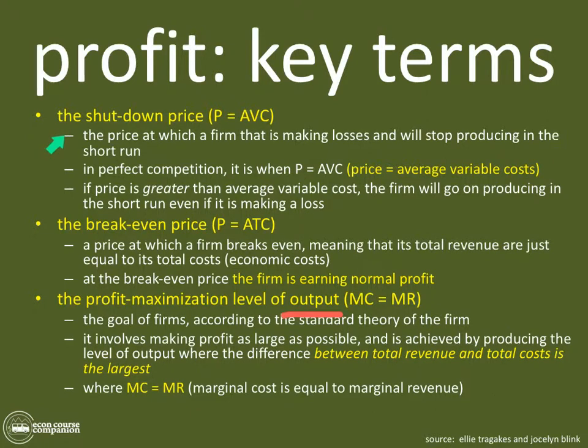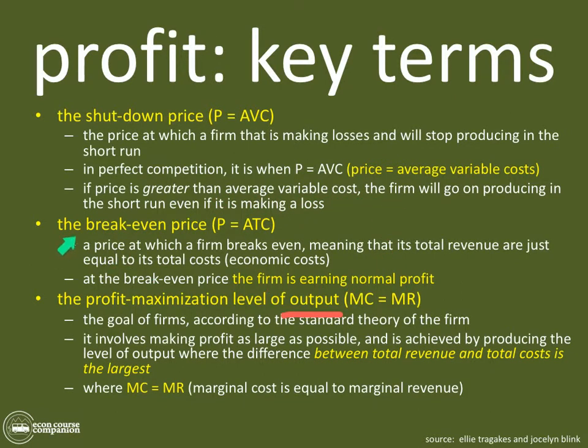Okay. The shutdown price, what is that? That's where P equals the average variable cost curve. And that is the price at which a firm that is making losses will stop producing in the short run. In perfect competition, it is when price equals the average variable cost. If price is greater than the average variable cost, the firm will go on producing in the short run, even if it is making a loss. So the key here for the shutdown price, and I'll show you with some data in a second from Jocelyn Blink, is this. Can the firm cover its average variable costs?